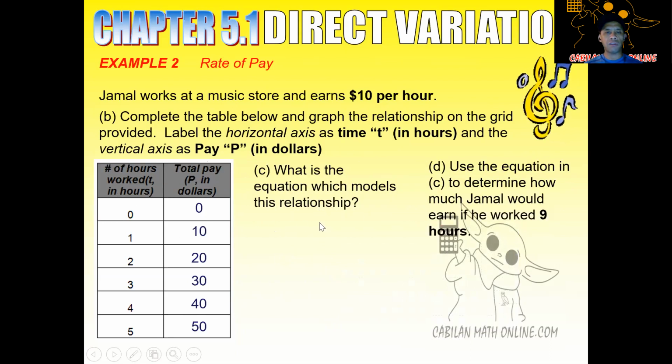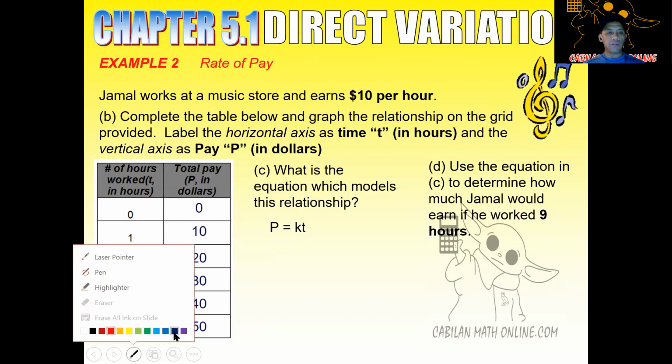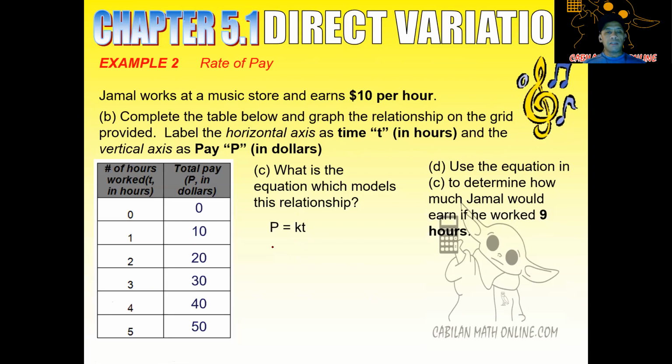It says, what is the equation which models this relationship? For this question, we're going to start off with P equals KT. You're probably wondering where these letters come from. Another way you could do this is if you wrote down, for example, y equals kx, which is the general equation for partial variation.